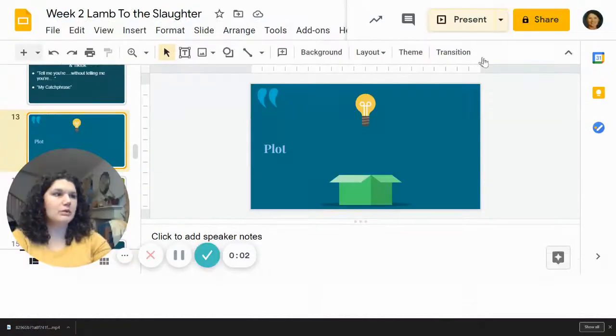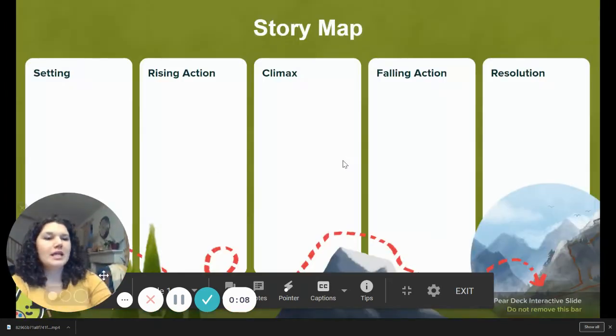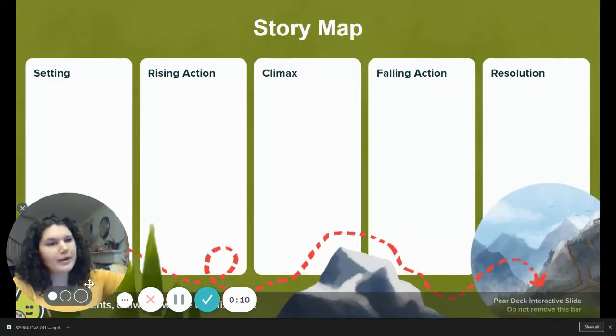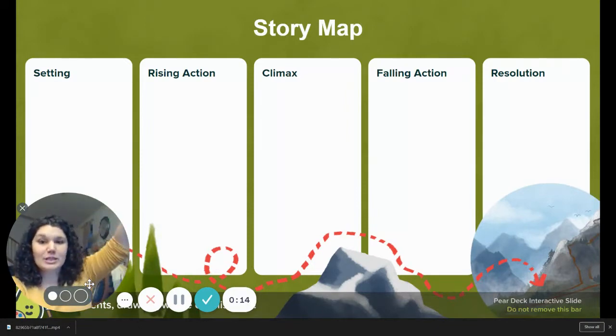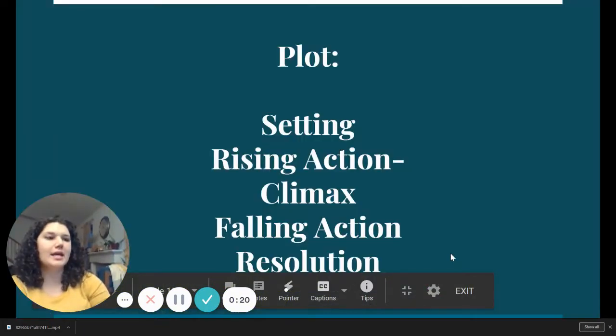Okay, so we're talking about Lamb to the Slaughter, and we're talking about plot as it relates to Lamb to the Slaughter by Roald Dahl. This is our general story map. So we have setting that goes to rising action, that goes to the climax of the story, falling action, and resolution.